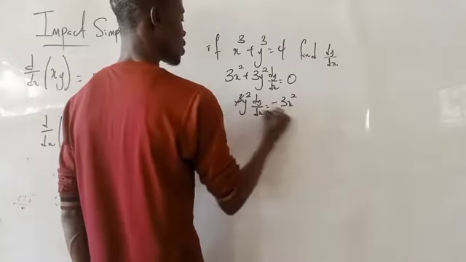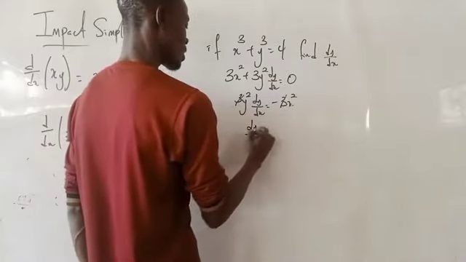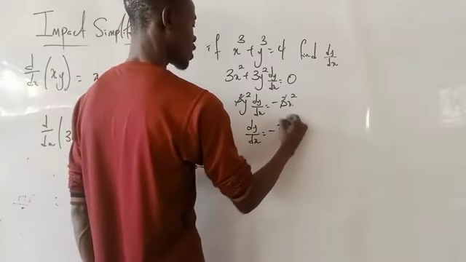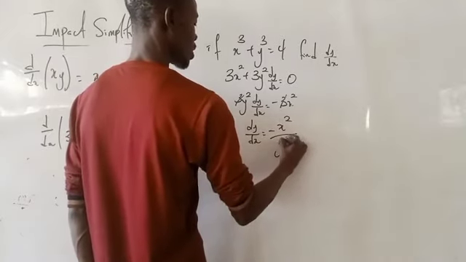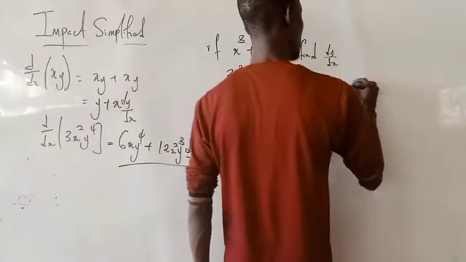And that means we cancel 3, but don't say square, we cancel square. That means what is now your dy/dx? Your dy/dx will give us minus x squared over y squared.